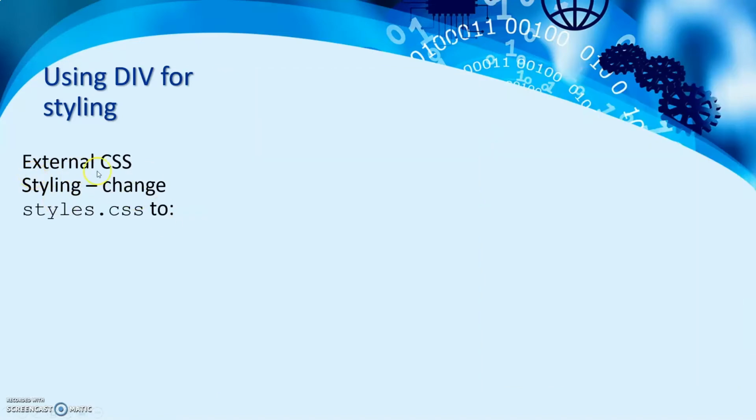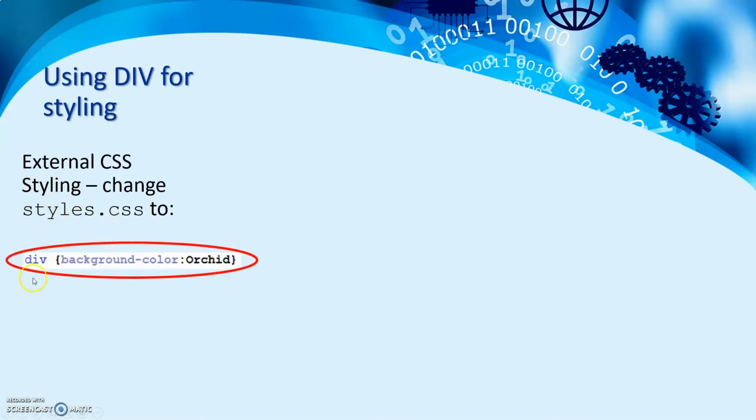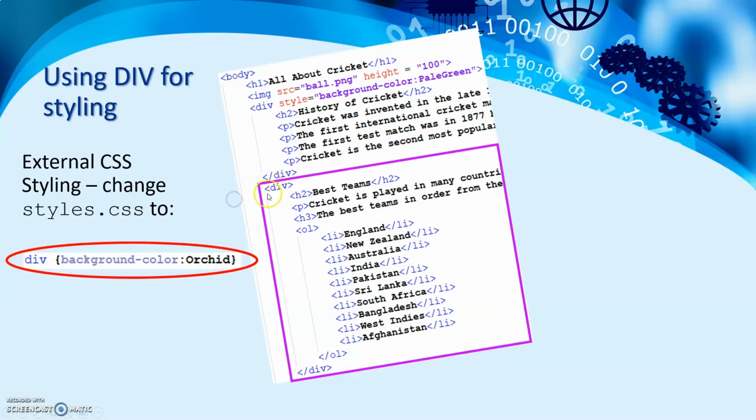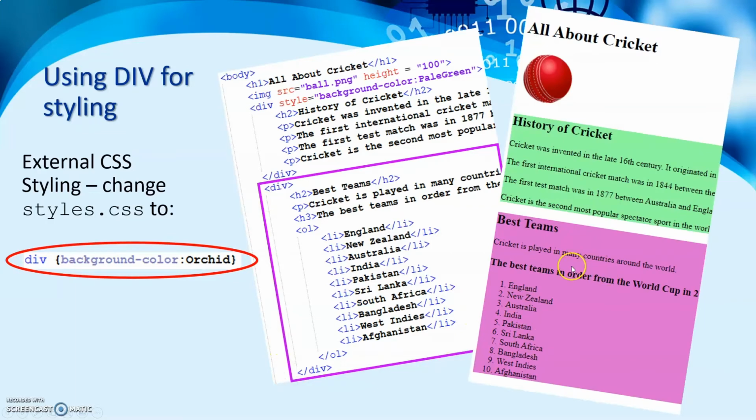I could also do something with the external CSS file. Okay, so my styles.css. If I add or change div background color orchid, if I add that to my styles.css file, so that means that this section here will turn into a background color of orchid. Okay, so that's two different ways. In the first div, we actually styled it inline in the tag itself. And this one, we've referred to it as external styling, we referred to it in the CSS file. Okay, so that's the div tag.